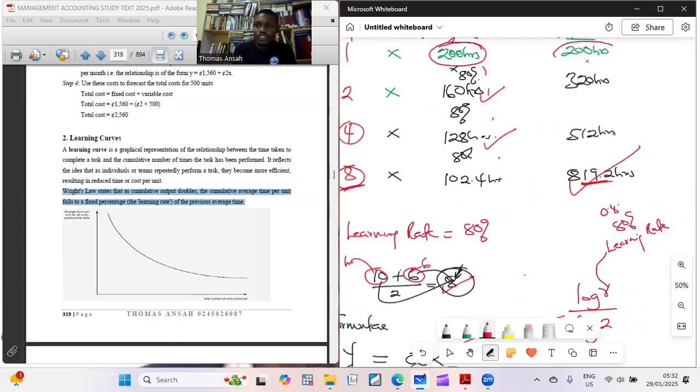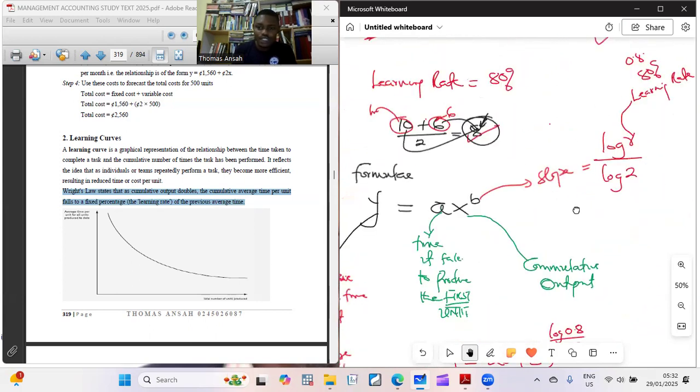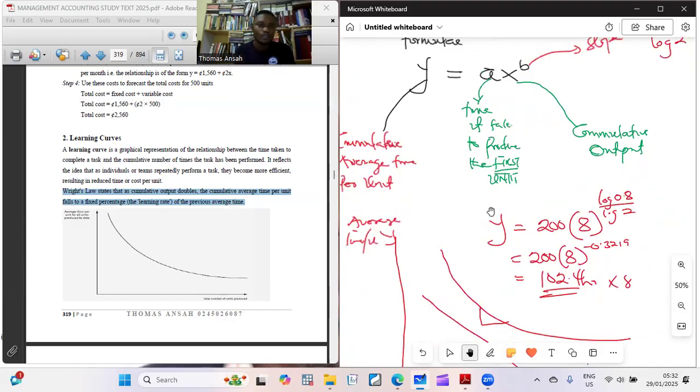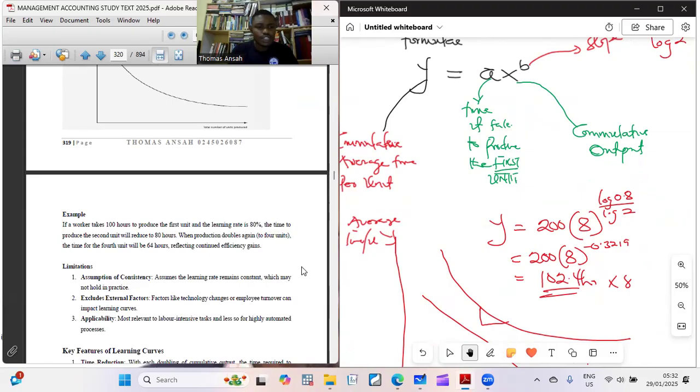So the first one was here. If you do it, you get this one. But if you want to do the others, you will see they are here. Okay, so basically that is that. That is how you get your problem solved. All right, so then this is the learning curve and all those.